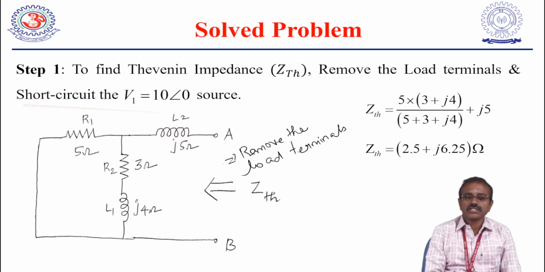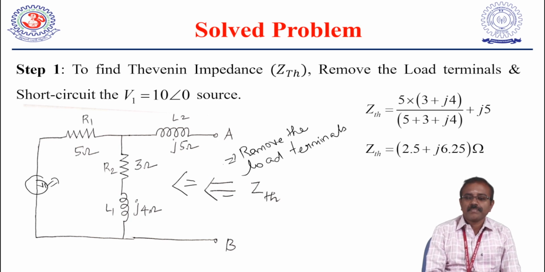And short circuit the voltage source, that is V1. V1 is equal to 10 angle 0. So we have to find the Thevenin impedance, that is ZTH value, from the load point of view. That is why I am putting an arrow mark like this. So we have to find the Thevenin impedance from the load point of view.